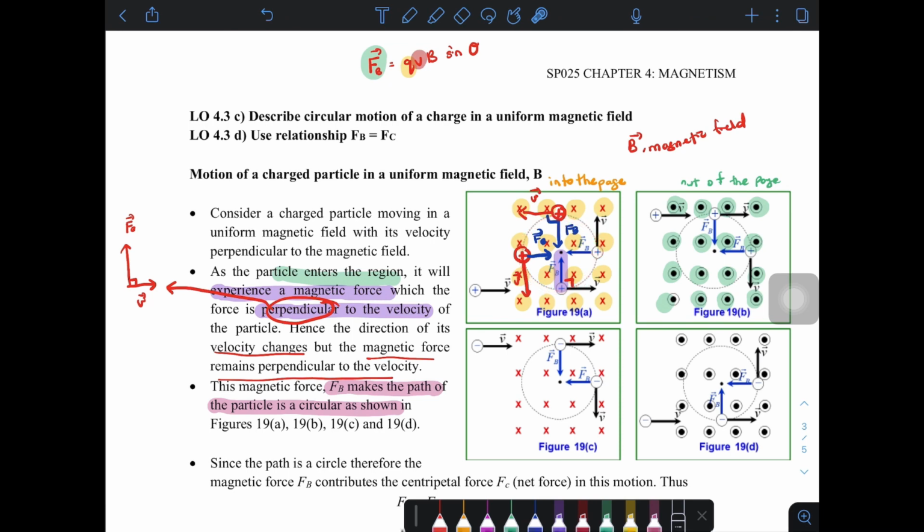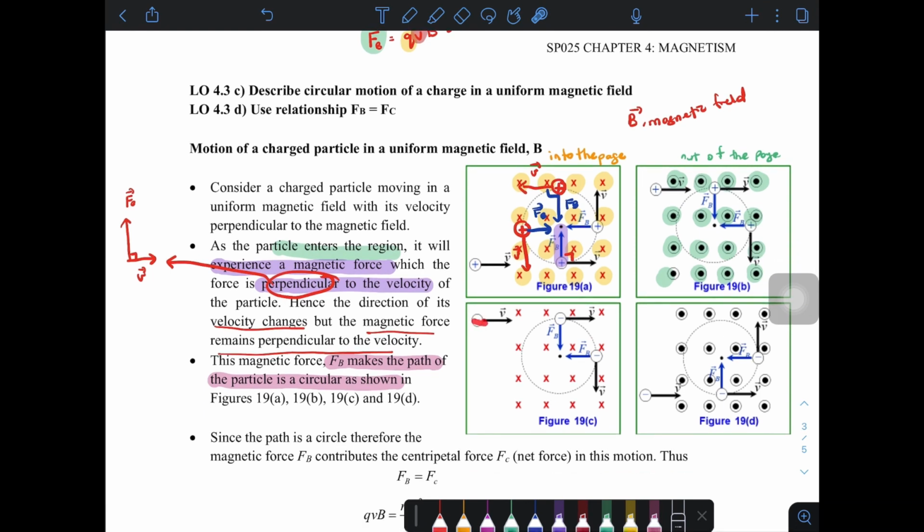Sama juga kalau positif, positif masuk macam ini. So how do you find this direction of the force? Direction of the force kita menggunakan right hand palm rule macam sebelum ni kita belajar. So I will show how you identify the direction of the force after this.